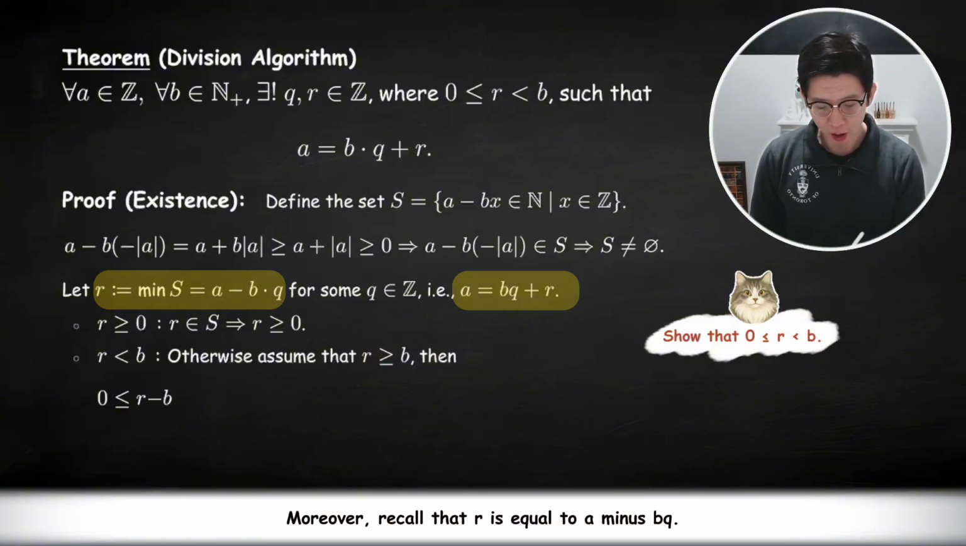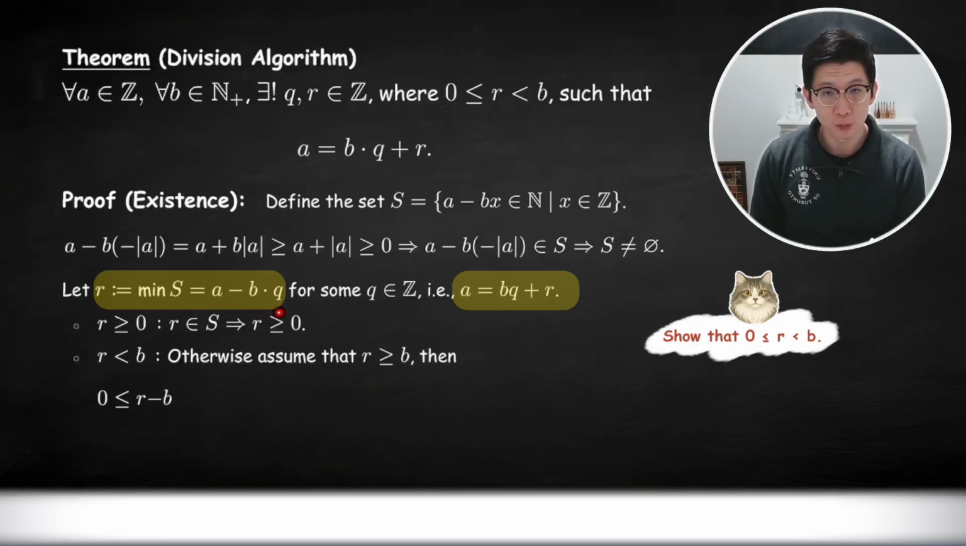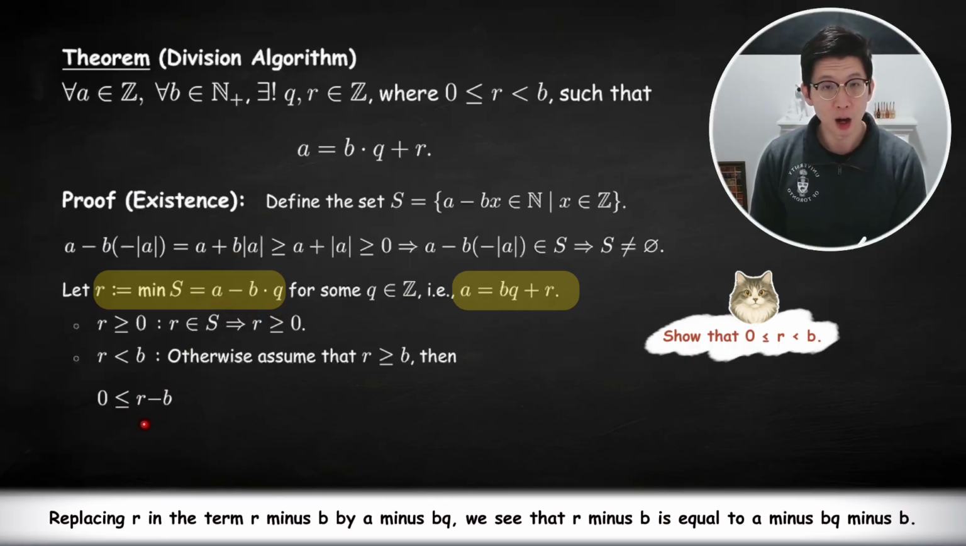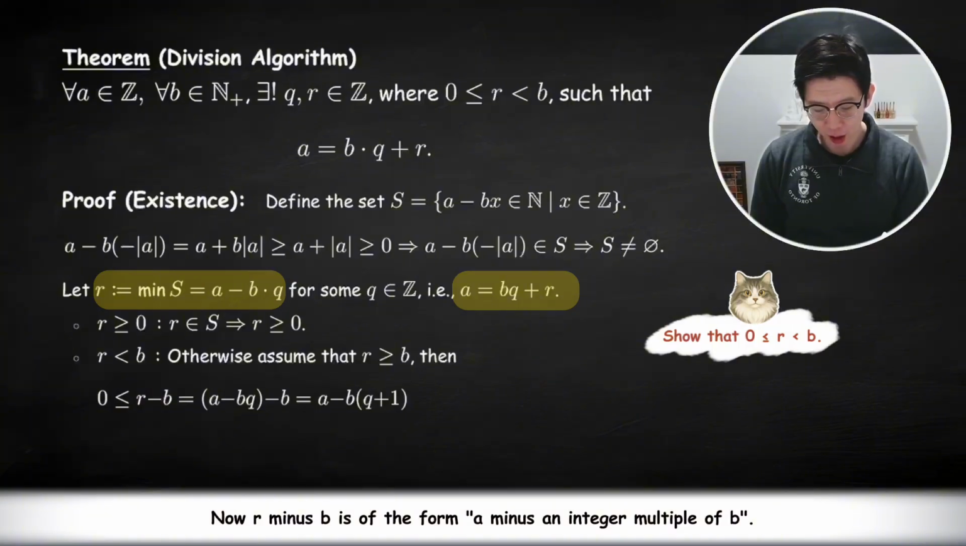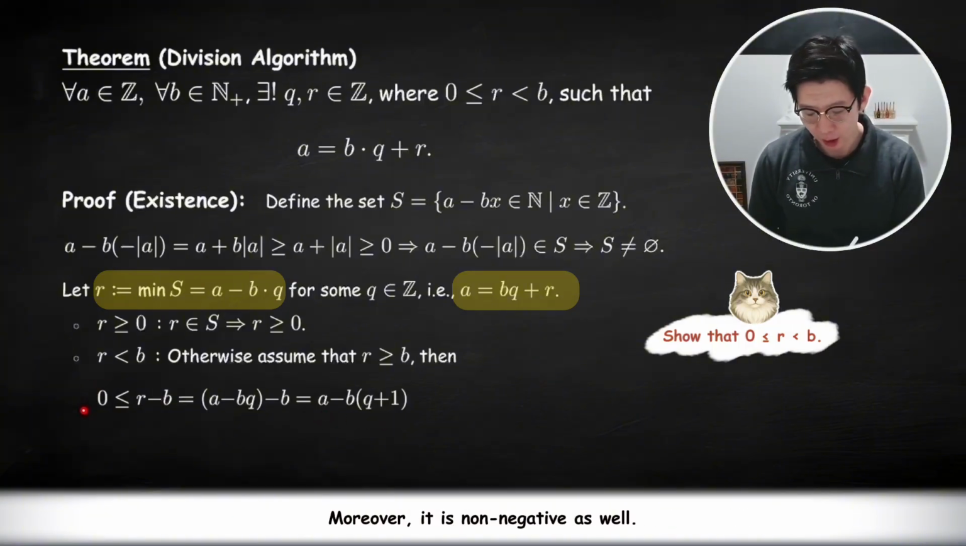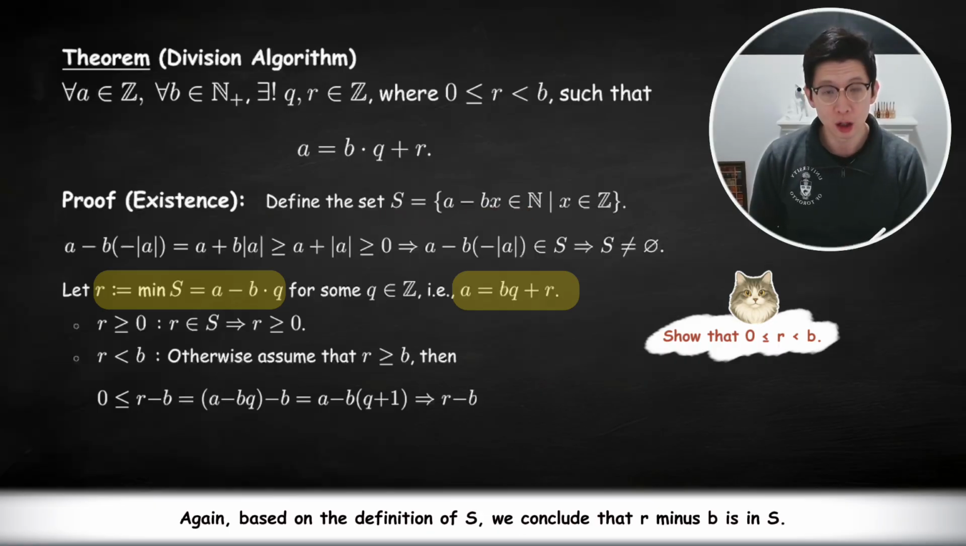Moreover, recall that R is equal to A minus BQ. Replacing R in the term R minus B by A minus BQ, we see that R minus B is equal to A minus BQ minus B. And after combining all terms with B together, this gives A minus B times Q plus 1. Now, R minus B is of the form A minus an integer multiple of B. Moreover, it is non-negative as well. Again, based on the definition of S, we conclude that R minus B is in S.